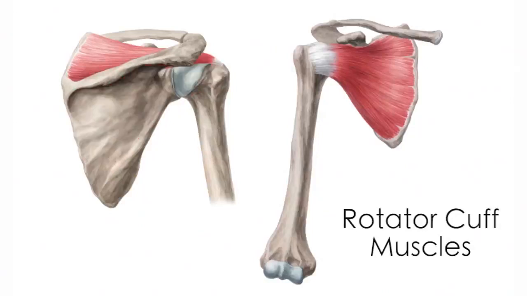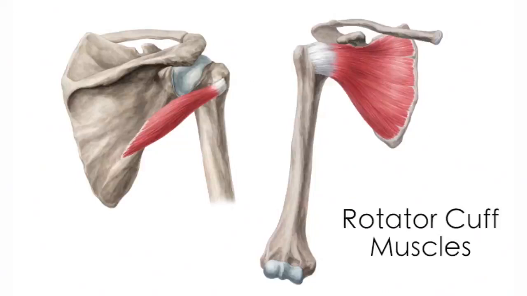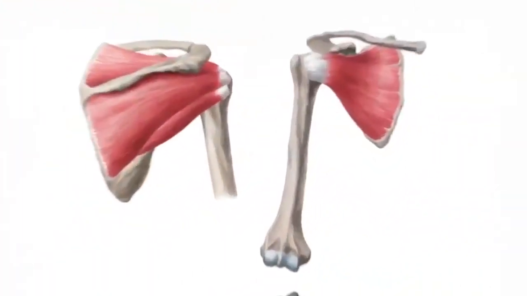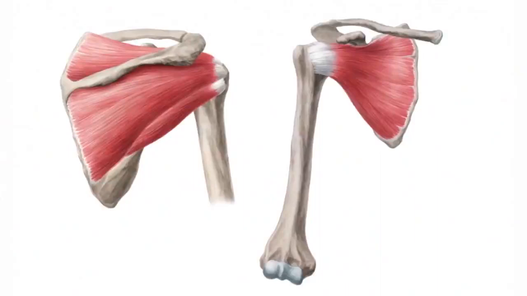And also the teres minor is originating on the scapula and goes all the way to insert as well on the greater tuberosity of the humerus. Now I want to show all of these muscles together so you can see the entire group of the rotator cuff muscles.